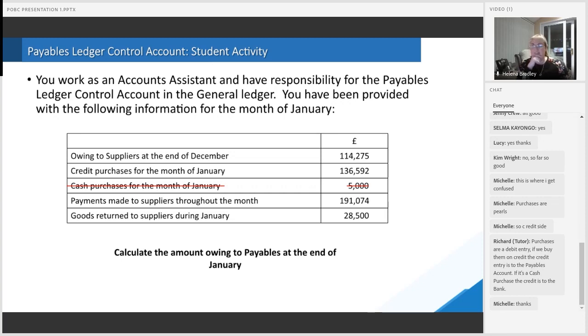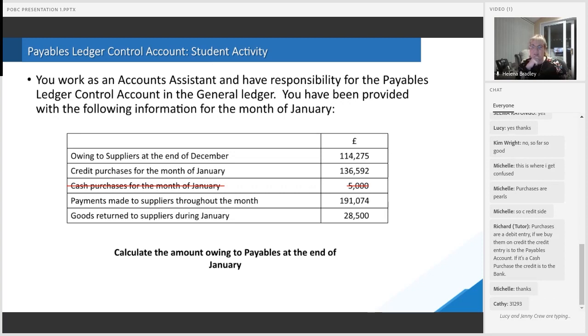So try and think about this account in terms of what does the transaction do? Does it mean I owe my supplier more? Does it mean I owe them less? Because that will really help with the placement. And if you're brave enough, guys, when you've got the figure, pop it in.